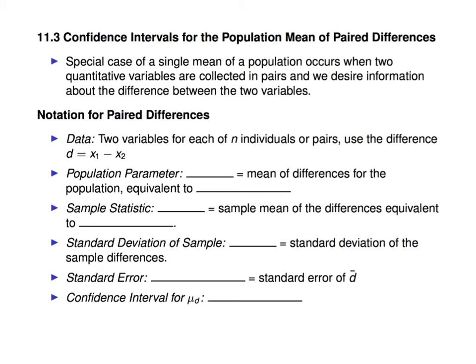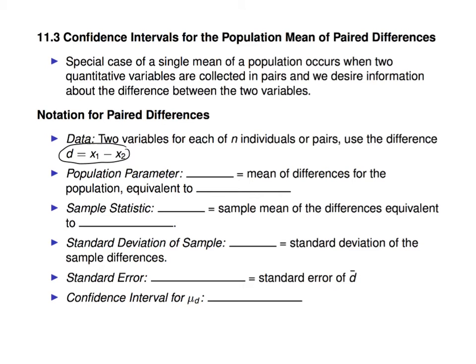Next, we're going to talk about how to find confidence intervals for population means when you have paired differences. And so this is a special case of the single mean of a population, just kind of like what we're doing. And this occurs when we have two quantitative variables that are collected in pairs, and we want to know about the difference. So the first thing is that for your data, you have two measurements for each individual, and you find the difference by taking the first variable minus the second variable.